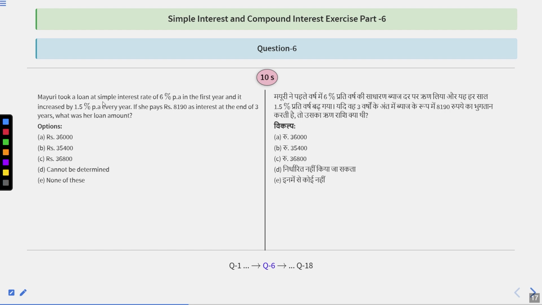Mayuri took a loan at simple interest at a rate of 6% per annum in the first year and it increased by 1.5% per annum every year. If she pays 8,190 rupees as interest at the end of 3 years, what was her loan amount? You have 5 options and 10 seconds to analyze the question. Your time starts now.